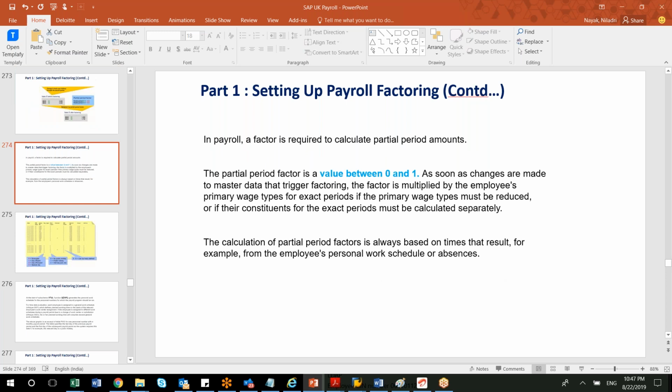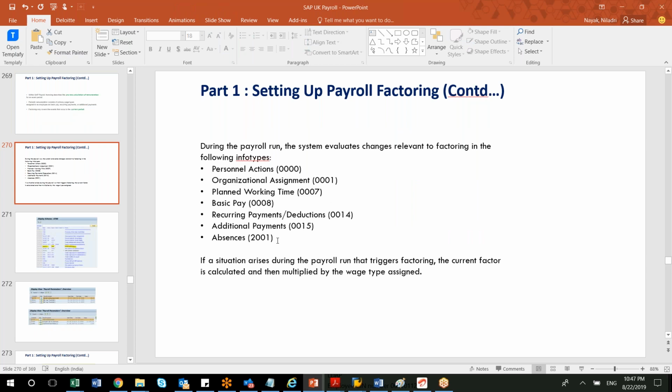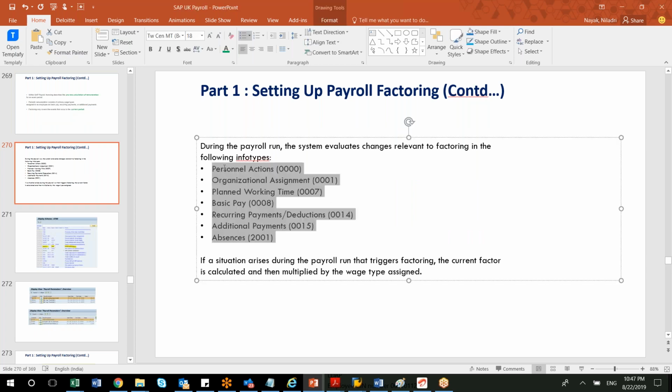As I was explaining here, only these info types will be affected. If you are making any changes to info types 0, 1, 7, 8, 14, 15 and 2001 and doing the factoring, it will work on these specific info types only. If there is any split or change in the middle of the payroll period, for some reason, the factoring function will trigger.